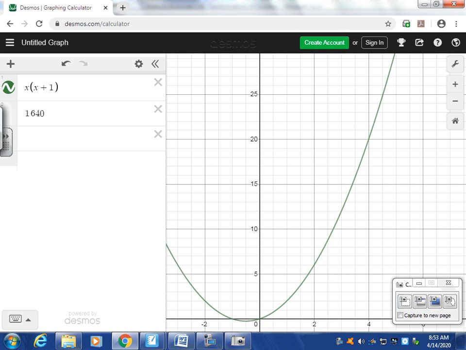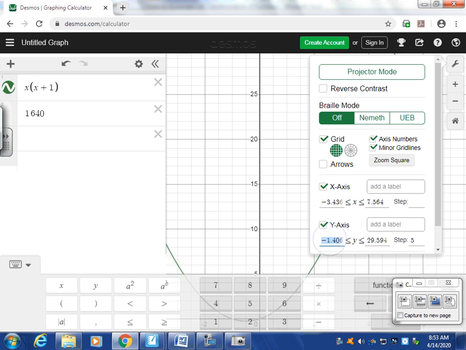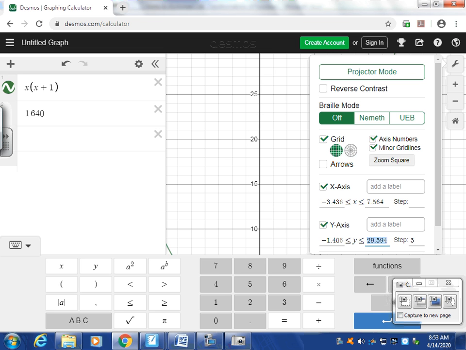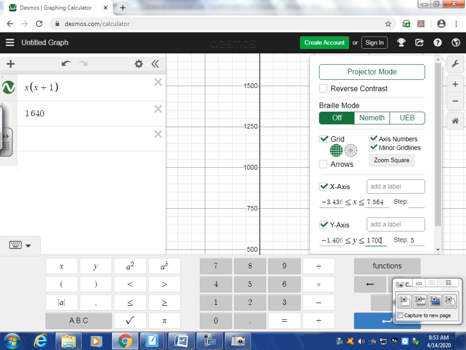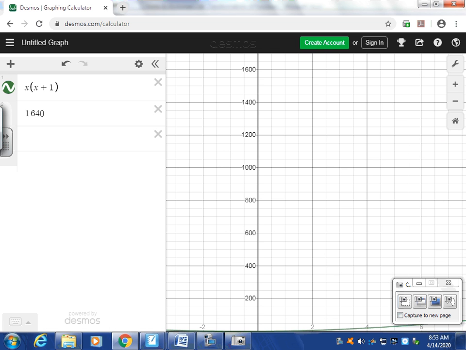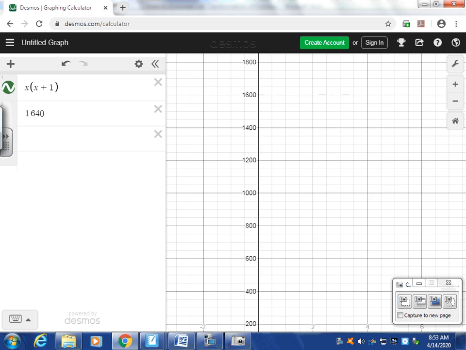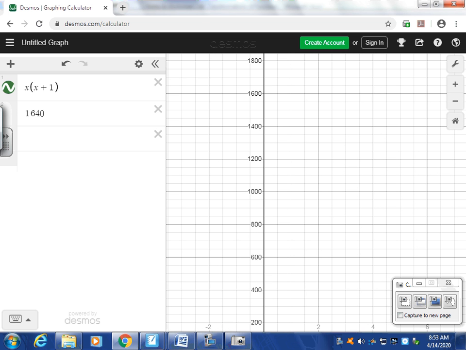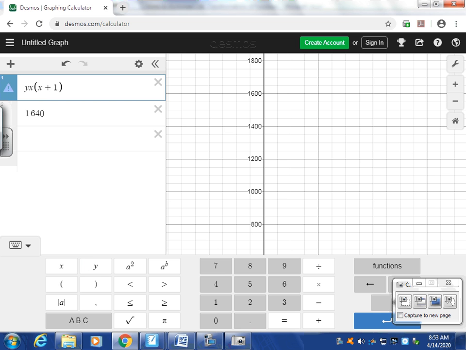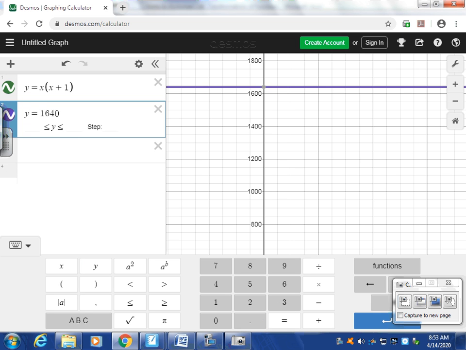Now we're going to go up here to your wrench, and we're going to fix the maximum to be like 1700 so we can see it. And I'm going to go by 200s. All right, and I don't see anything. Well, let's put a y equal to in here. Maybe we need the y equal to. Okay, there we go.